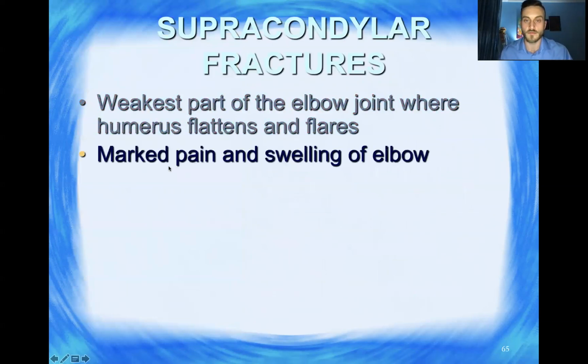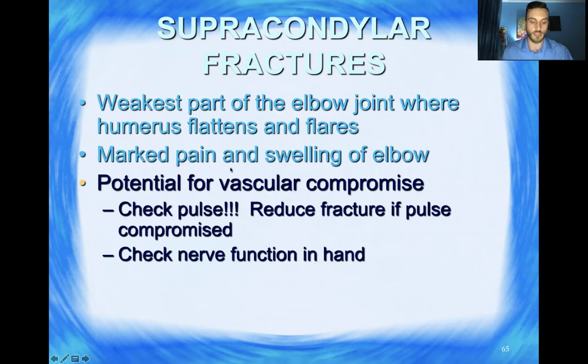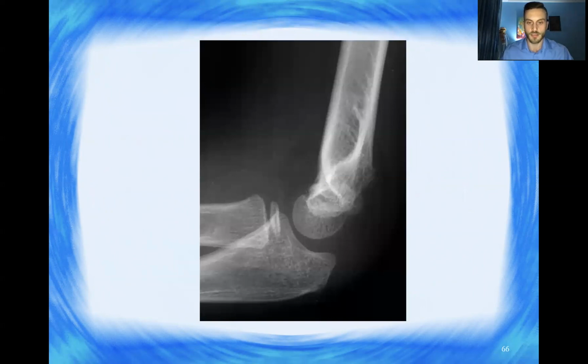Why does supracondylar fracture happen in this area? Because it's the weakest part of the elbow joint. The patient will present with pain and swelling and potential vascular compromise. So that's why you have to check the pulses. Look at this X-ray. You can see here a lot of fluid around the joint, which is the fat pad sign. We have a line, it's very important.